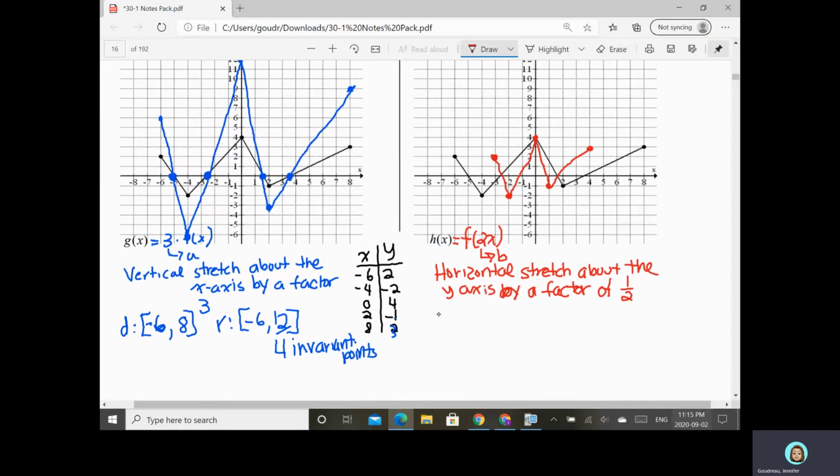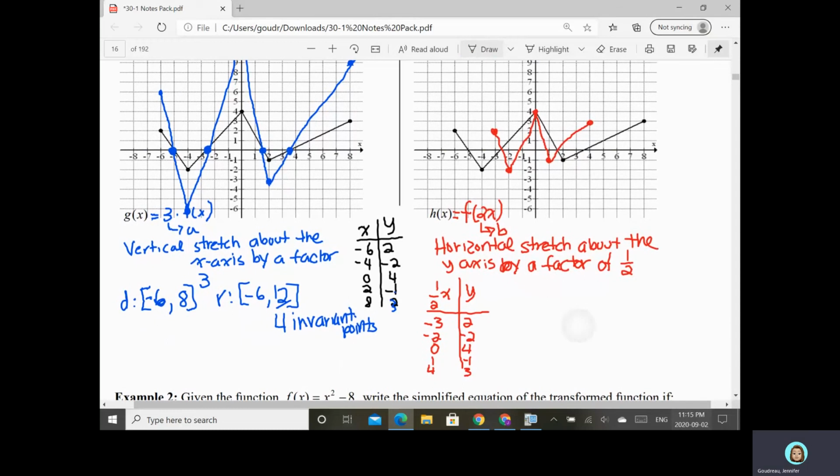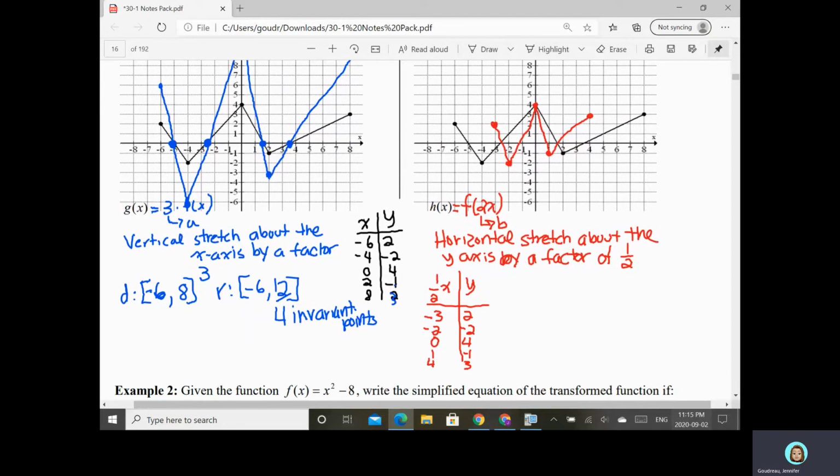If that confuses you a little bit, use your table of values from f of x, multiply all your x values by 1/2, and keep your y values. -6 times 1/2 is -3. -4 becomes -2. 0 stays at 0. 2 becomes 1. 8 becomes 4. Y values remain unchanged. Plot those points, and there is your transformed graph. It's up to you how you want to graph it. You can just pull the points in or make a table of values and plot it.